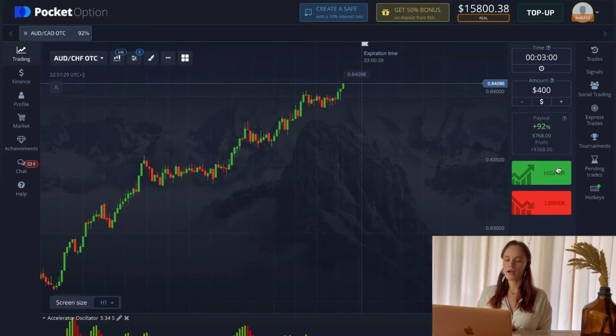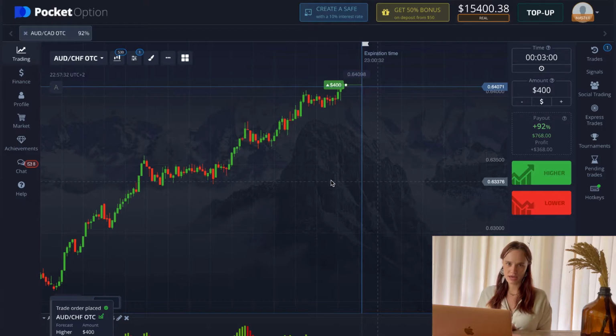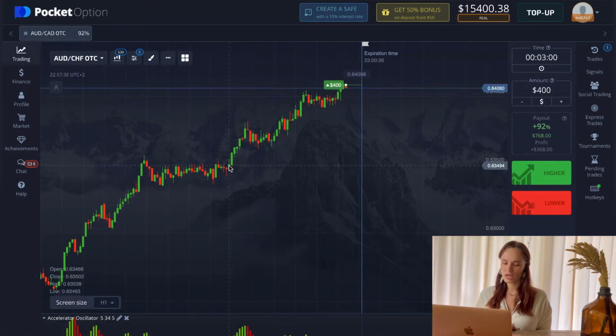So today we're gonna look for the currency pairs where the price is in constant motion. That is, it is almost constantly rising or falling. I have already opened Pocket Option and made a $400 deal. Just a clear example of the constant upward trend.